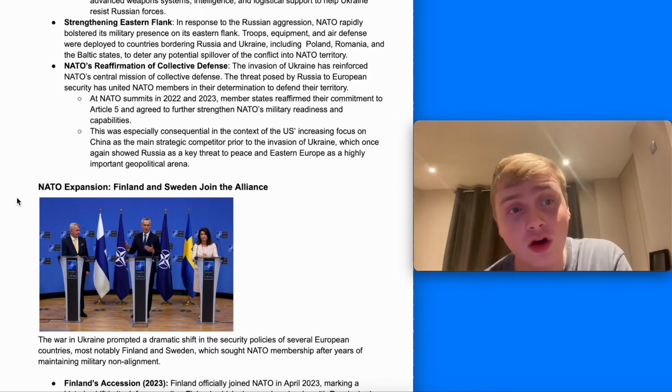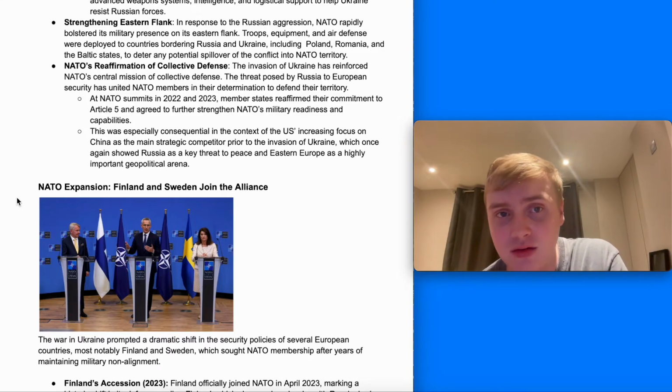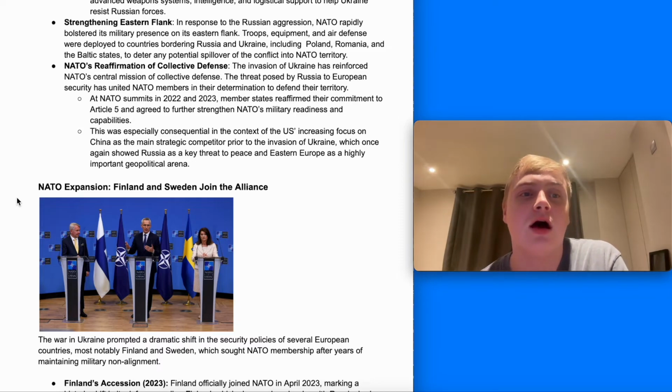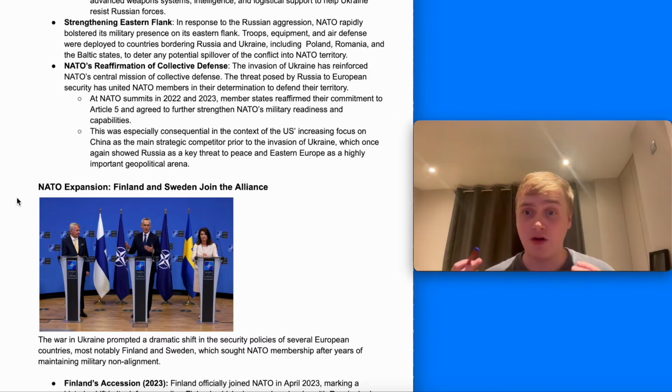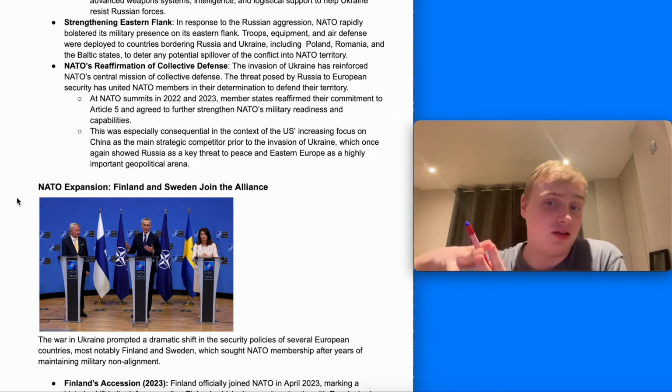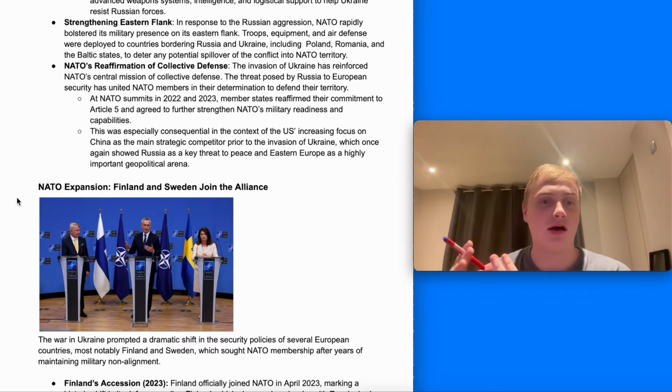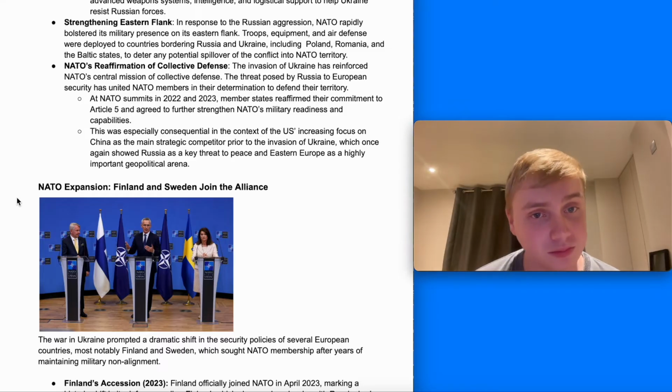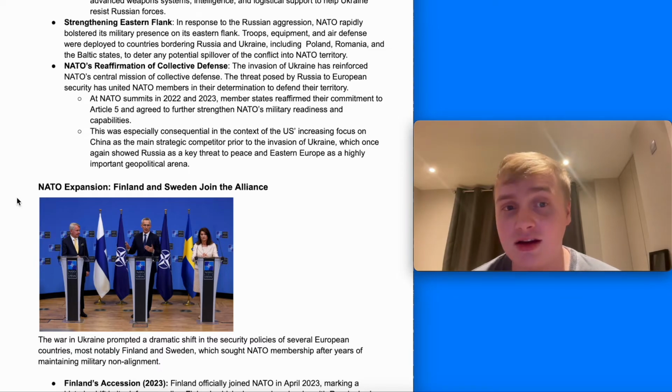NATO also bolstered its military presence on its eastern flank, sending troops, equipment and air defence to Poland, Romania and the Baltic states, which border Russia and Ukraine, to deter any potential spillover of the conflict into NATO territory. And it really affirmed its central mission of collective defence and refocused the attention of NATO on Europe again, after it, in the 2000s, had been doing a lot in Afghanistan and other parts of the world as well. So member states reaffirmed their commitment to Article 5 and further strengthened NATO's military readiness.